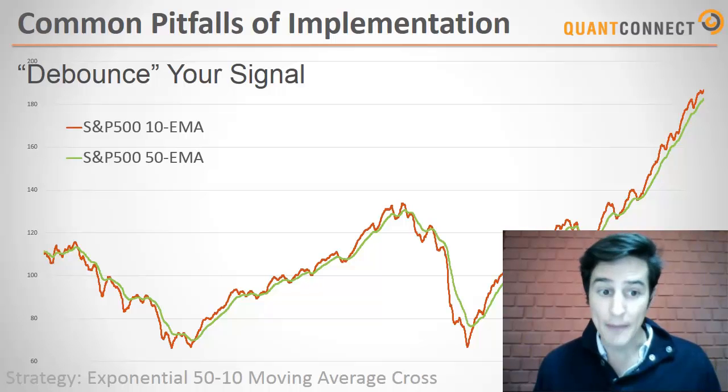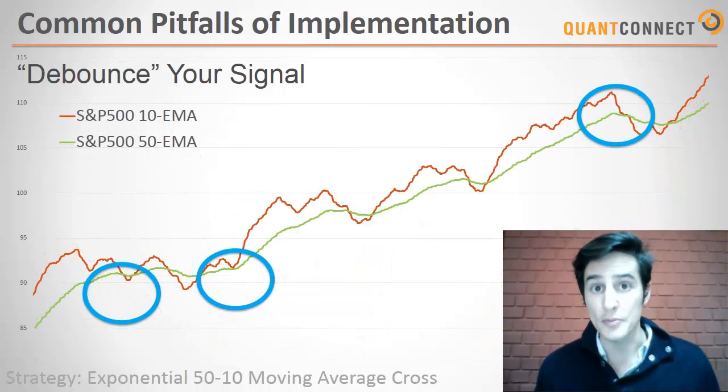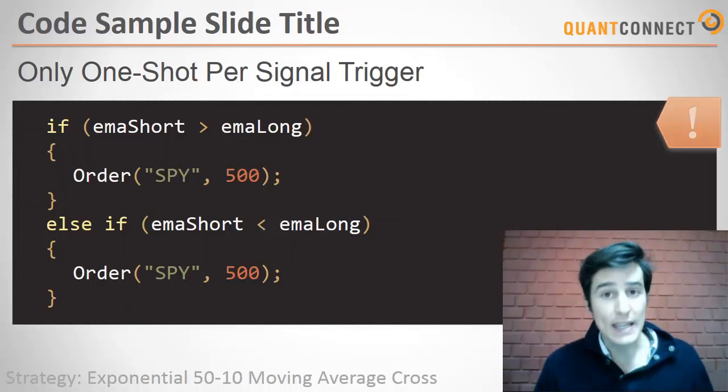So here we have the 10-year view of the S&P 500, where if you zoom in, you can see locations where you wouldn't want the algorithm to trade because the signal wasn't sufficiently strong. Secondly, because your algorithm is running on a loop, it's easy to fire the same order over and over again by mistake. You need to make sure you only have one shot or one trigger per signal.